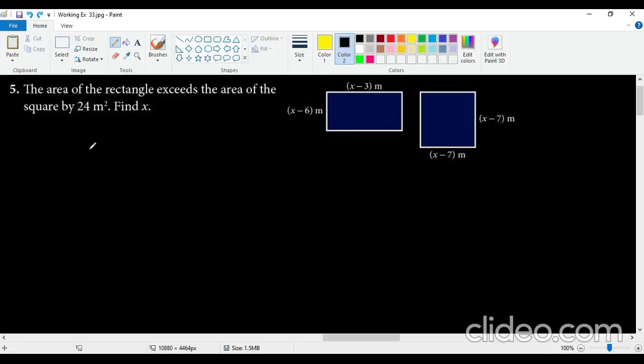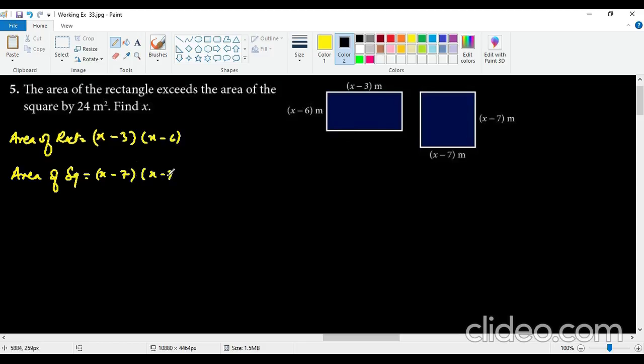Let's see. The area of a rectangle is x minus 3 multiplied by x minus 6. So this is the area of a rectangle. And the area of the square will be equal to x minus 7 multiplied by x minus 7. These are the two equations that we have.